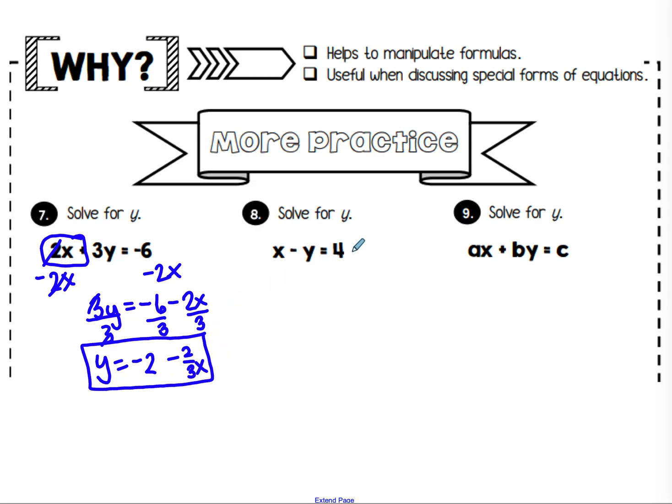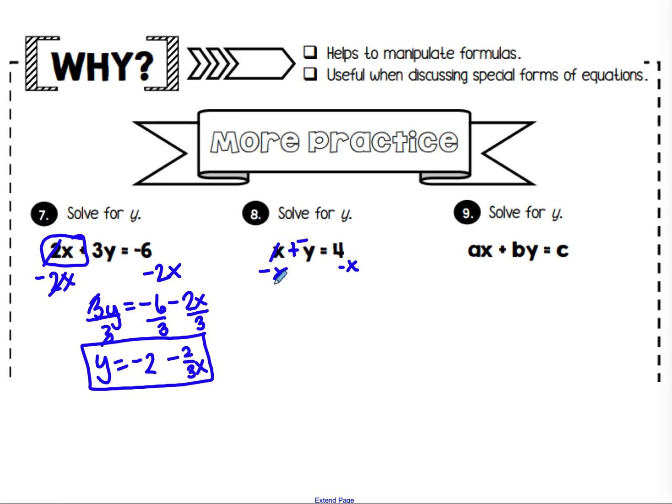All right, next one, solve for y. I have a negative y, a minus y. So I have x minus y equals 4. I've got to get rid of this x. Now this minus goes with the y. If it helps you, you can do boom, change to addition, boom, change the sign. That is a negative y. I have a positive x. I need to get rid of it by subtracting x from both sides.